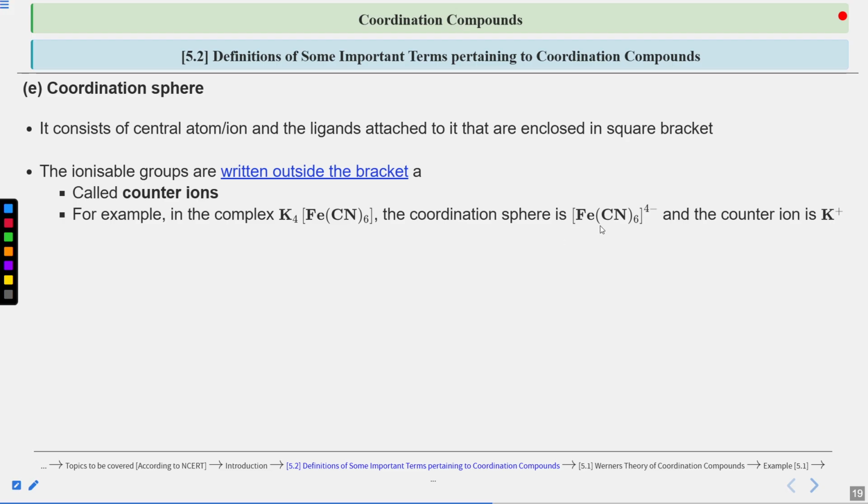So the coordination sphere is [Fe(CN)6]4-, and the counter ion, that is the ionizable group written outside the bracket, is K positive. The counter ion is K+.